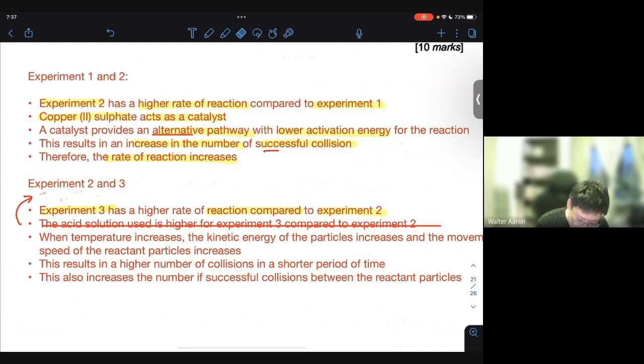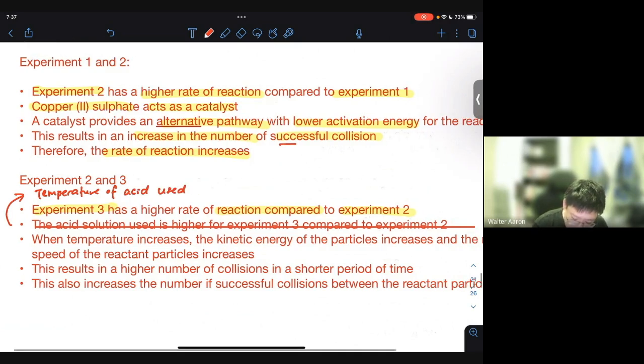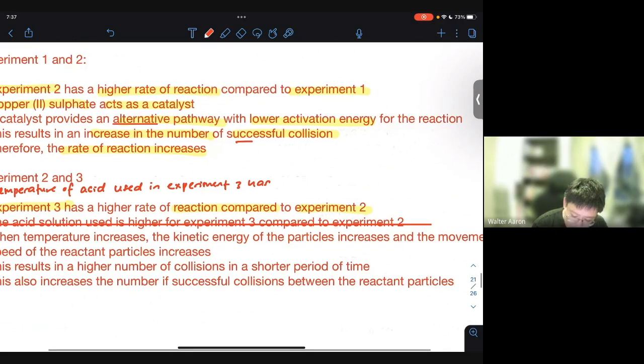Maybe I just rewrite it over here for you in case you're confused. So just put here: temperature of acid used in experiment 3 has a higher rate of reaction. Sorry, has a higher temperature than experiment 2.